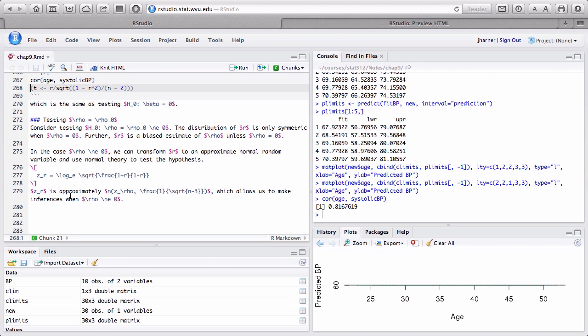For exams, are we going to have access to R for doing the computations, or should we know how to do it by hand?